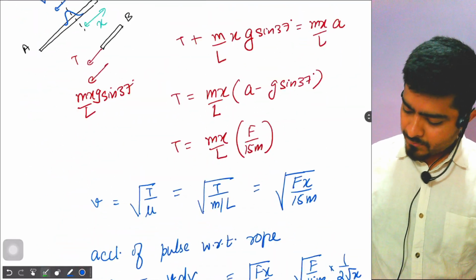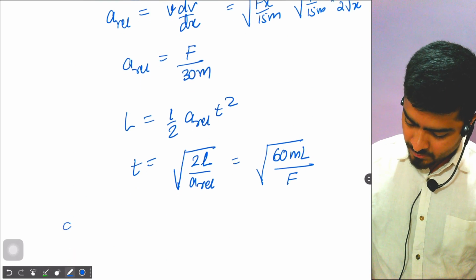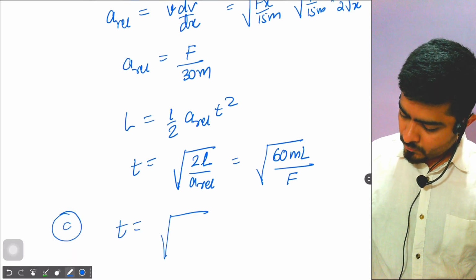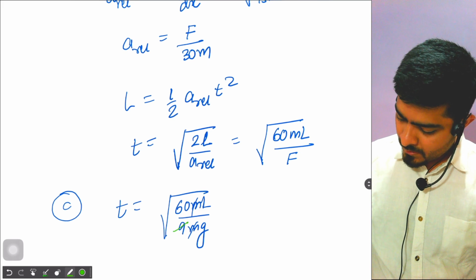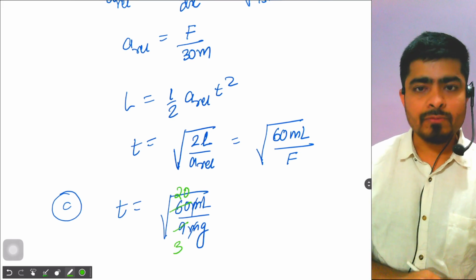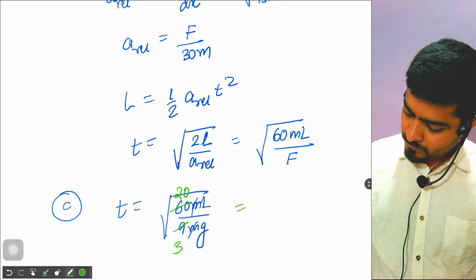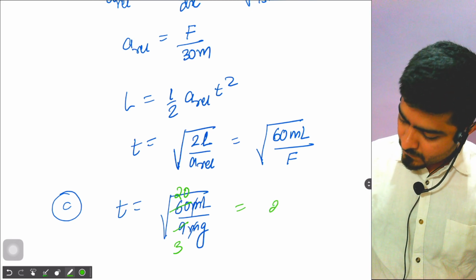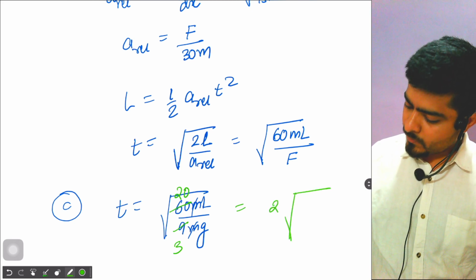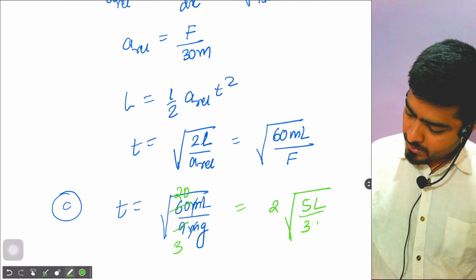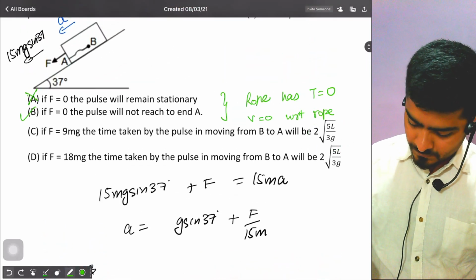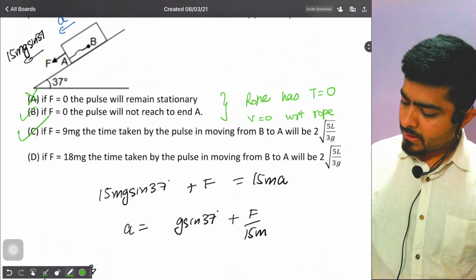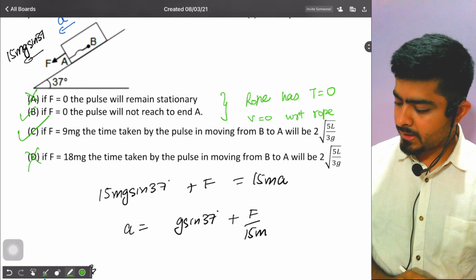So F equals 9 mg. When you put F equal to 9 mg, option C, T will be under root of 60 mL by 9 mg. M will cancel out. 3 times 3 is 9 and 3 times 20 will be 60. So 20 is 4 times 5, so 4 will get out of the square root: 5L by 3g. That's what is given in the option. So option C is correct and therefore option D will be automatically wrong. Clear?